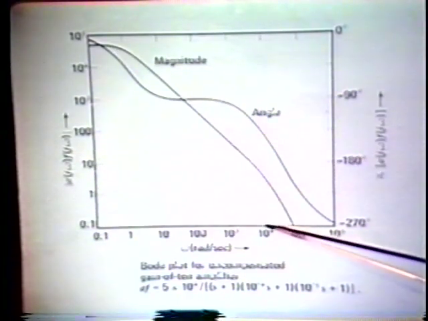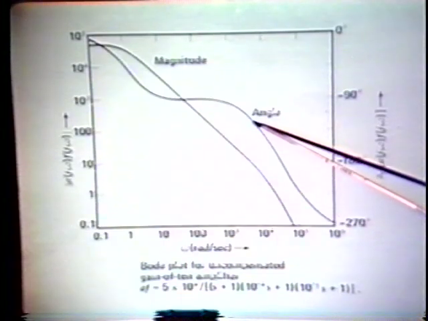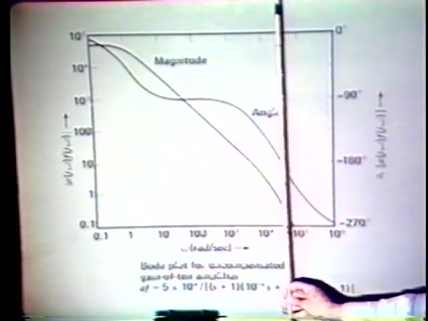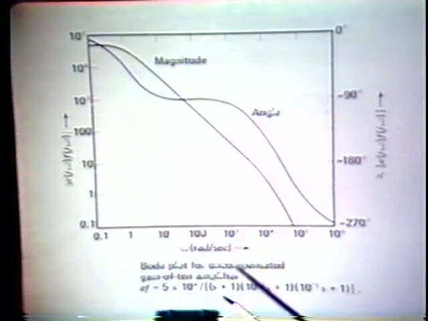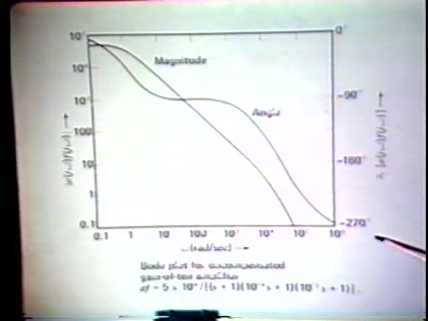Out at about 10 to the 4th radians per second, we pick up an additional 45 degrees of negative phase shift. So here we're down to minus 135 degrees by 10 to the 4th radians per second. The angle then continues, asymptotically, of course, reaches minus 270 degrees in our particular example, since we have 3 poles assumed associated with the AF product.